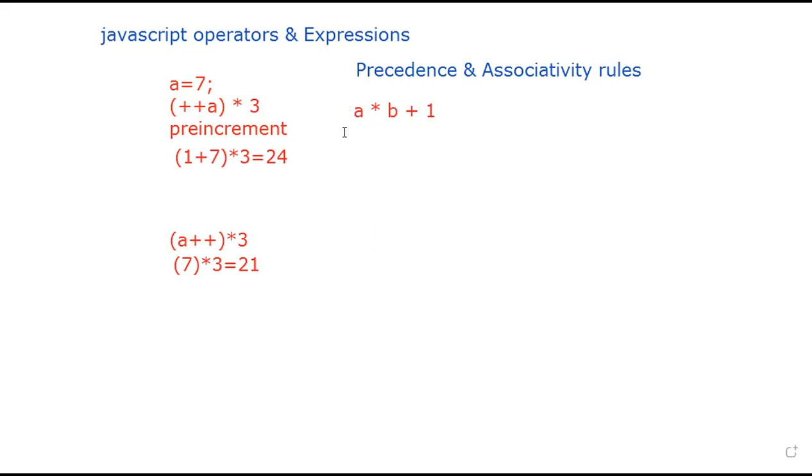Will you do A into B first, or will you do B plus 1 first? Whether you will take A into B, or first you will take B plus 1, how will you calculate this? To understand this in more detail, we need the precedence and associativity rules. We need to understand what precedence and associativity rules are.